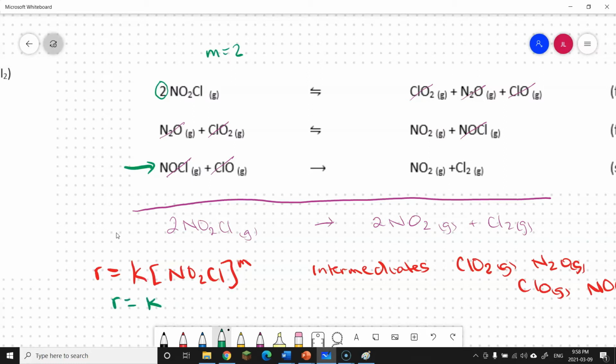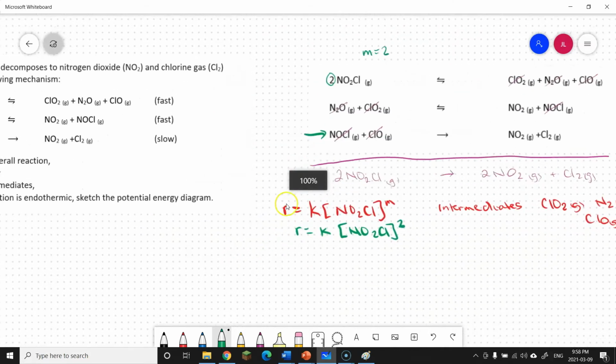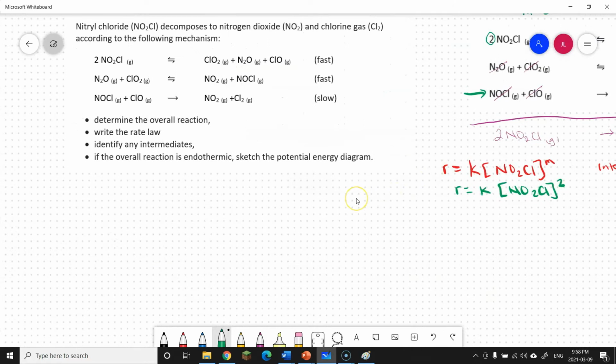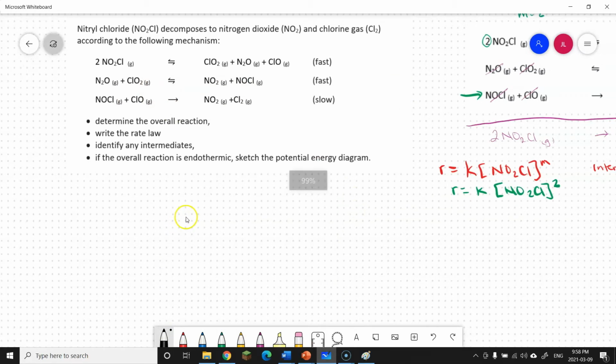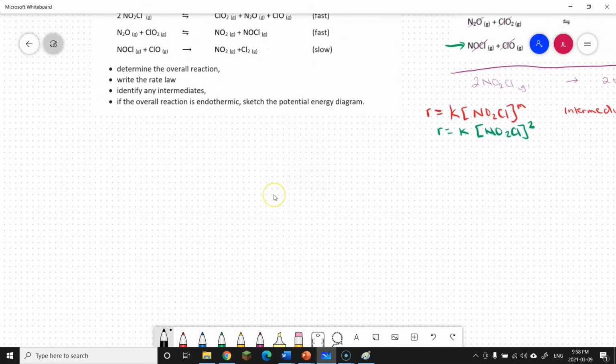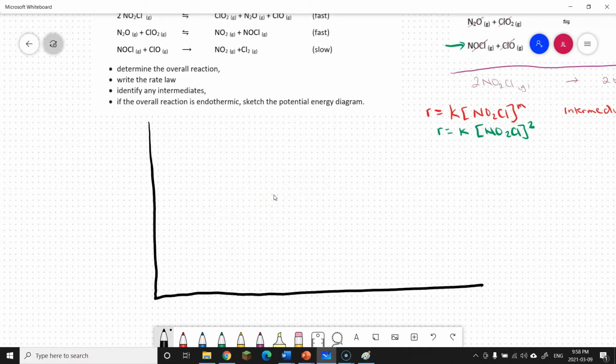So my rate law would be equal to K times NO2Cl with the second order. Okay. Now, the final thing we're asked to do is draw the potential energy diagram for this reaction. And we're told that our overall reaction is endothermic.